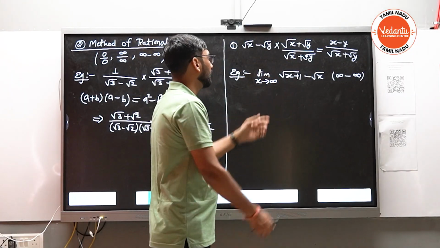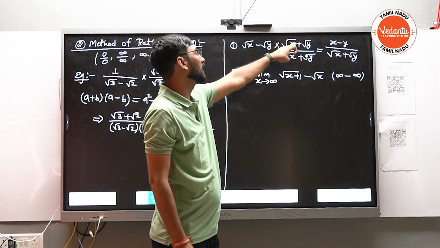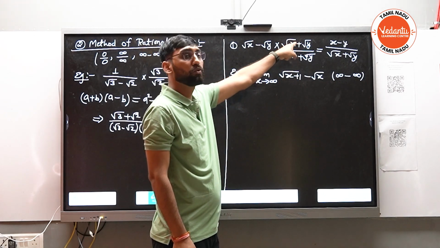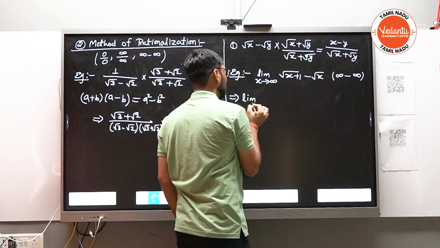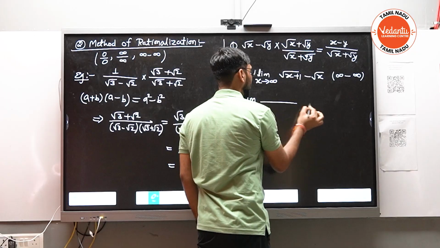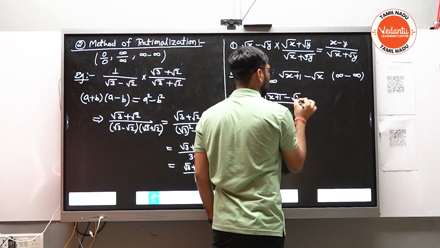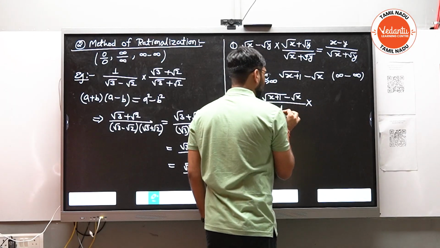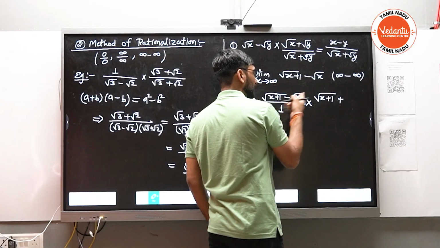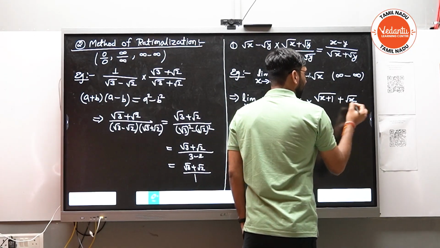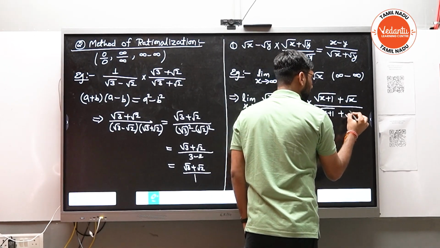So how will we do it? Let's see. Since we know that if we have a factor of root x minus root y, I just need to multiply by root x plus root y for rationalizing. So let's do it now. What will I get? I will get limit x going towards infinity, root x plus 1 minus root x. Here I multiply with, this is 1, so multiply with root x plus 1 plus root x, divided by root x plus 1 plus root x.